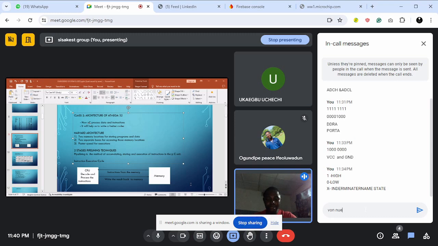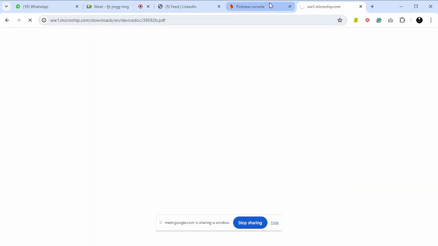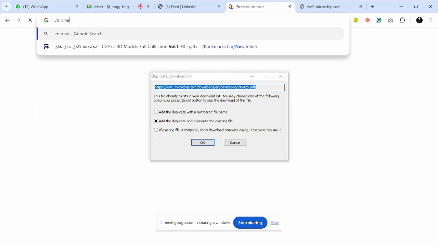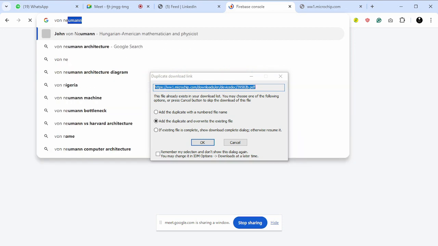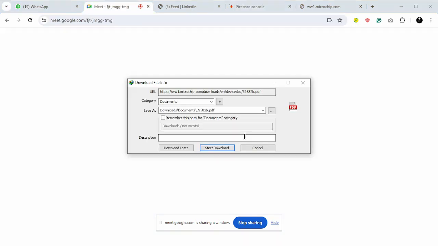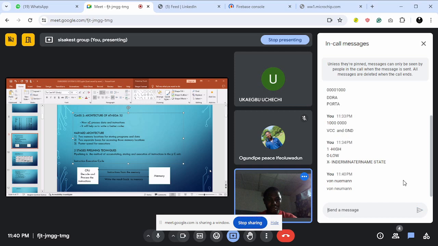So this is von Neumann. I want to believe this is von Neumann. Let me also confirm the spelling here. Okay, Neumann, I think I get it. Von Neumann architecture. So that's the spelling. You can just go through it.